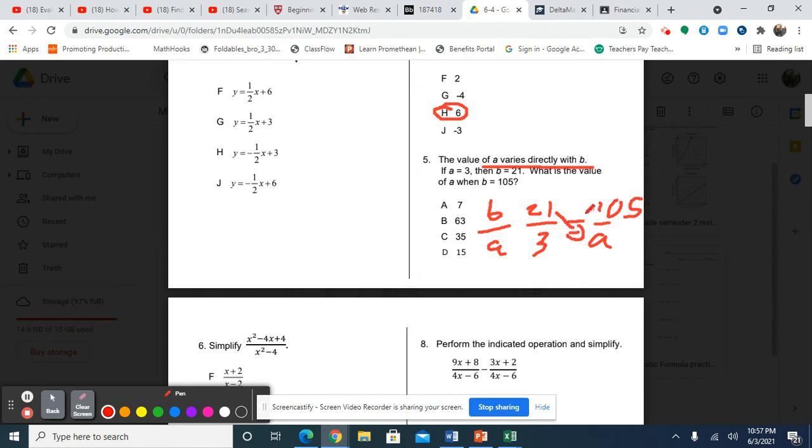We're going to cross multiply. So that is 105. So that's 21 times A, that's 21A. And 105 times 3, which is 315. And we simply divide both sides by 21. And A is equal to 15.